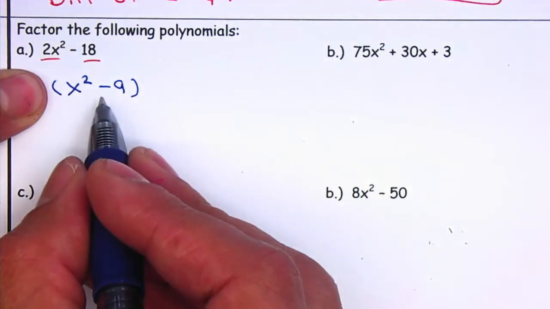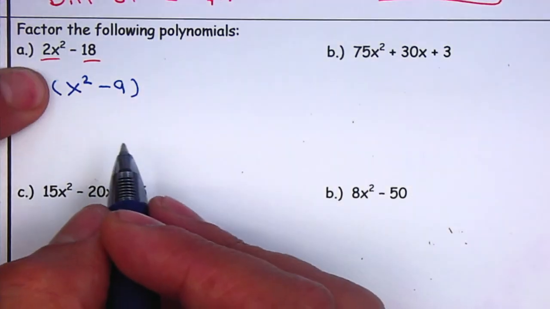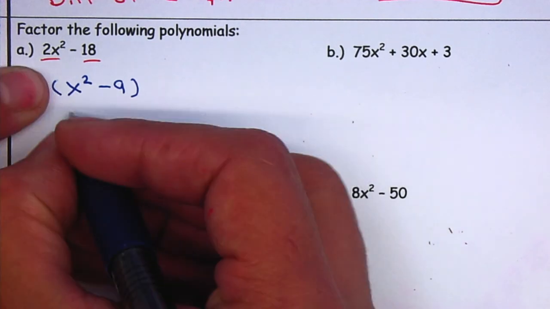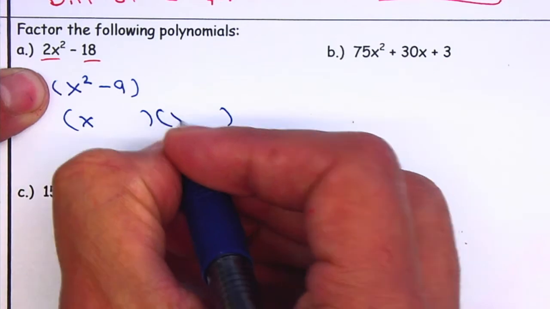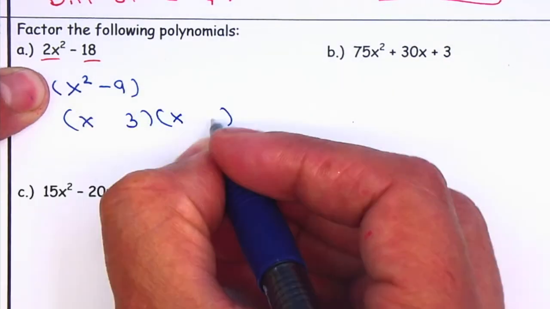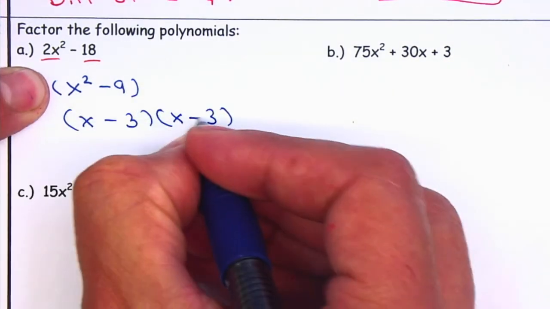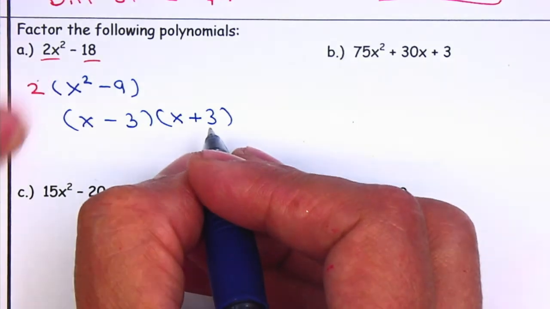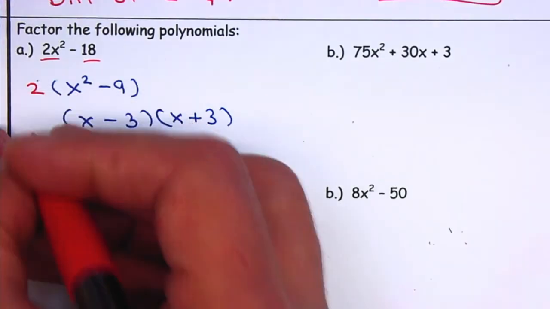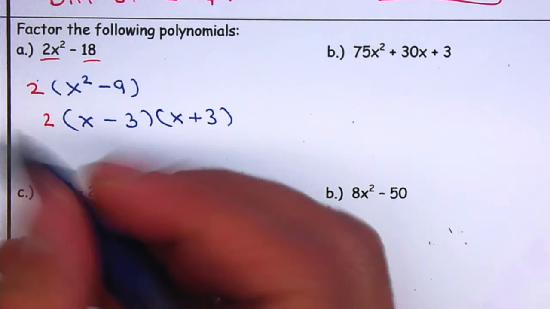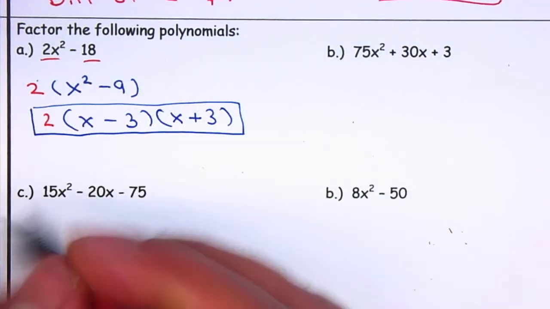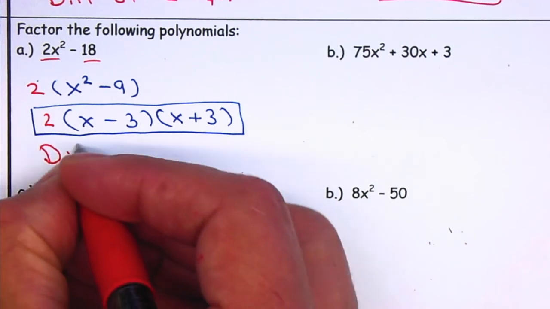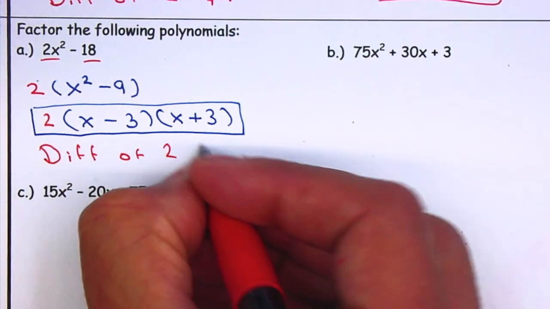I need to factor this out. So I'm going to leave the outside out. I'm going to ignore the 2 for now. Double parenthesis. Factors of x squared will give me x and x. Factors of 9 will give me 3 and 3. One negative and one positive. And don't forget the 2 on the front. So that is the difference of 2 squares. This will be your answer. I'm going to write down difference of 2 squares.